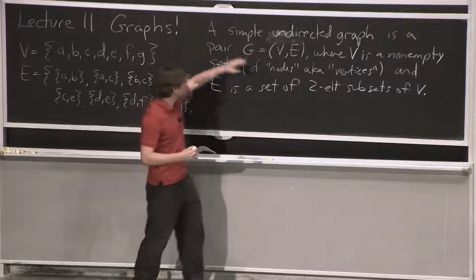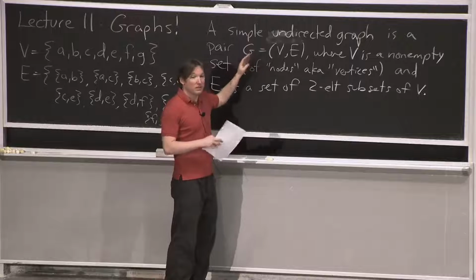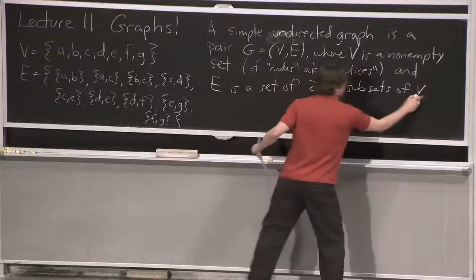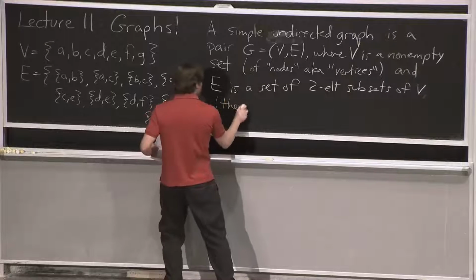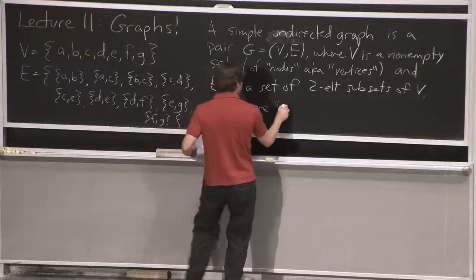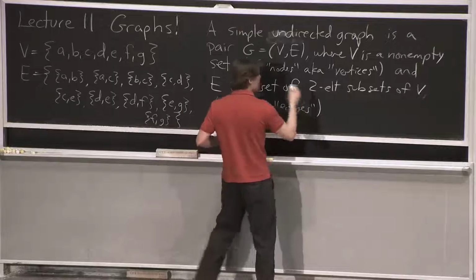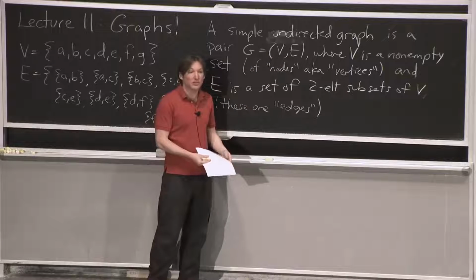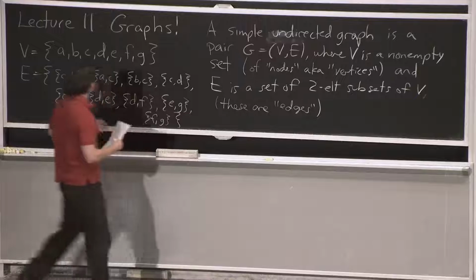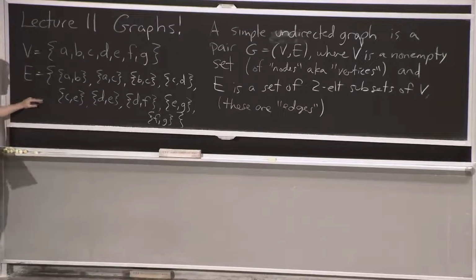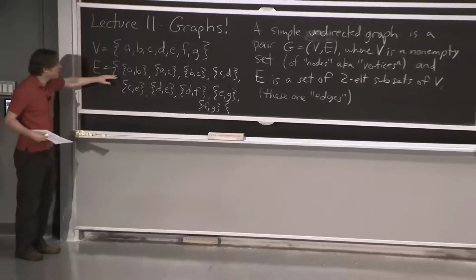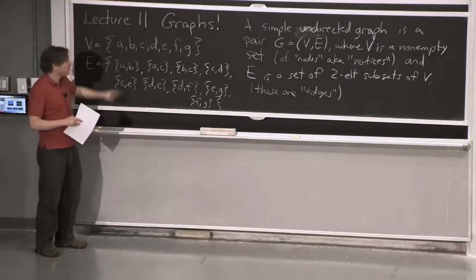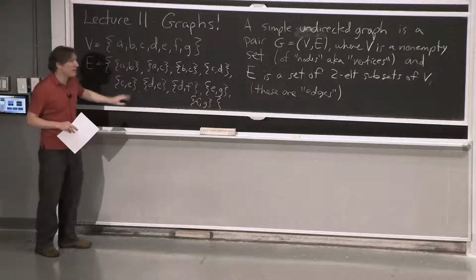So a graph is just a set V, where we call the objects vertices or nodes. These are edges. So it's a set V of nodes and a set E of pairs of nodes, and those pairs are called edges. So in its purest set theoretic form, here is a graph. Here's a set of vertices. Here's a set of some of the two-element subsets of V.